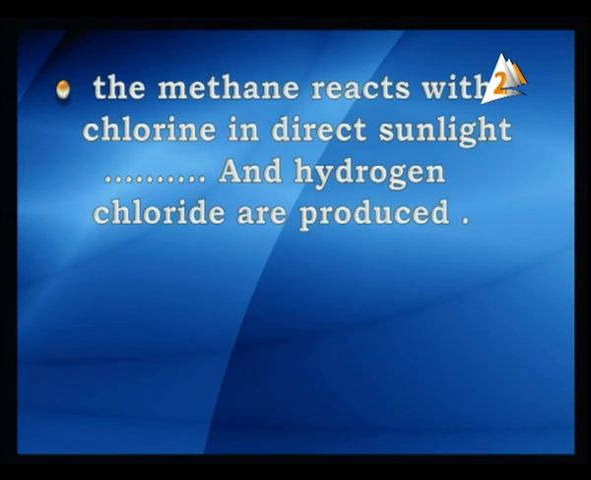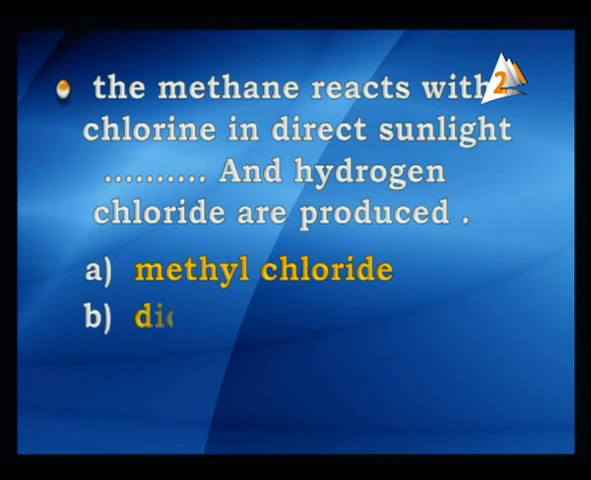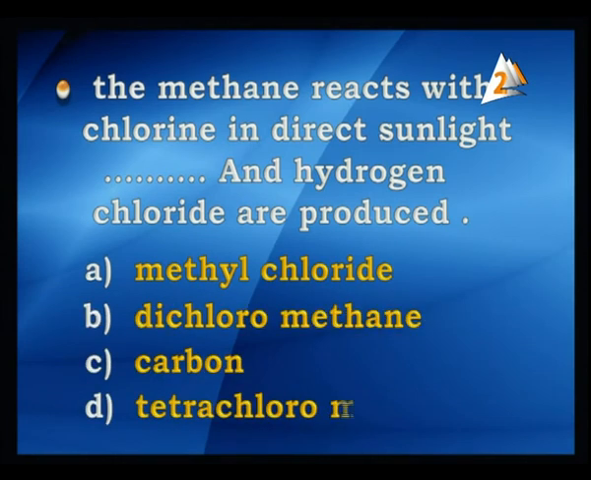The chloride here is from the strongest acid, more than acetate, more than carbonate, more than bicarbonate. Another question: methane reacts with chlorine in direct sunlight, and hydrogen chloride is produced. Methyl chloride, dichloromethane, or tetrachloromethane. It's very easy to know this from the molecules produced.